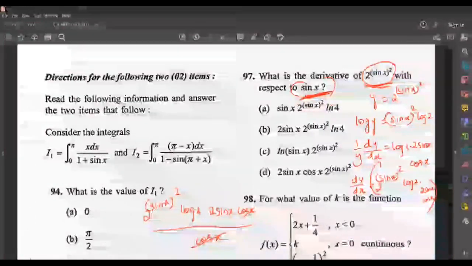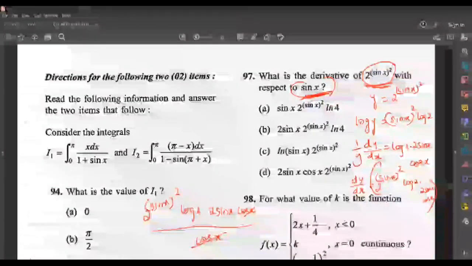Okay. Now see the options. Are you finding that in the options over here? No, in the options we have ln 4, isn't it? Okay, so how is that coming? See, if I rearrange this, 2 log 2, 2 log 2 can be written as log 2 raised to 2. That is log 4, isn't it? So my answer will be sin x 2 raised to sin x the whole square ln 4, isn't it? So that is option A.